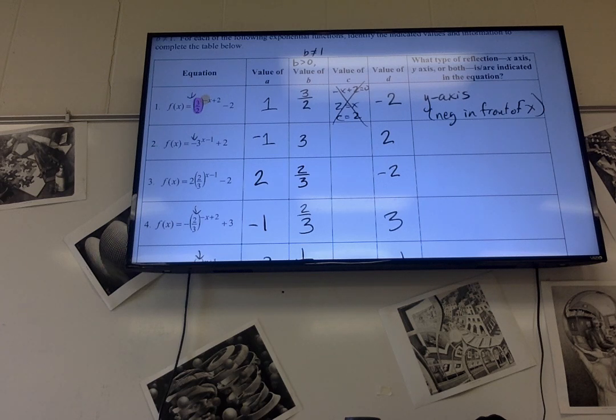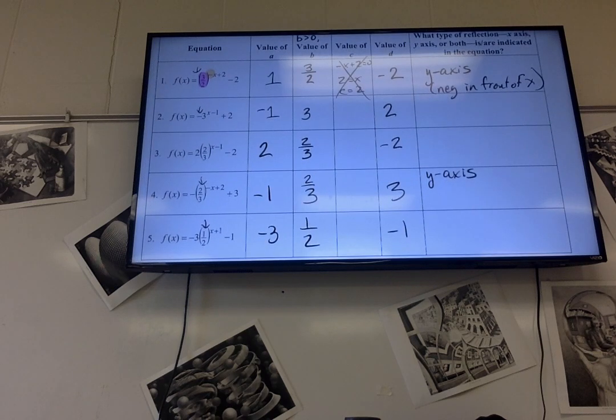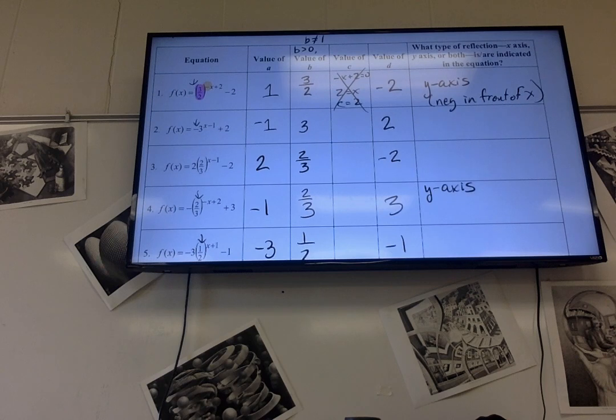What's another one that has a negative in front of the x? Number 4. Number 4 does. So I know on number 4 it's also going to have to flip across the y-axis. Okay. So far so good. Now, if we have a negative out in front of the entire exponential, like on number 2, we have that negative right there. So if B is negative, not B, A is negative, then it's going to flip across the x-axis.